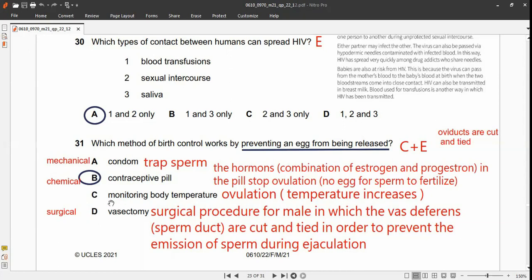Let's see C and D. Monitoring body temperature is for detecting ovulation, because temperature increases. Vasectomy is a surgical procedure for males, in which the vas deferens, the sperm ducts, are cut and tied in order to prevent the emission of sperm during ejaculation. But here, the question is which method of birth control works by preventing an egg from being released. It is related to females, not males.